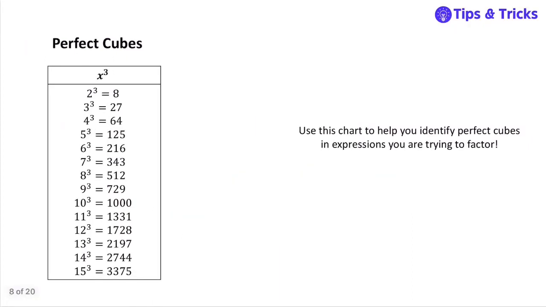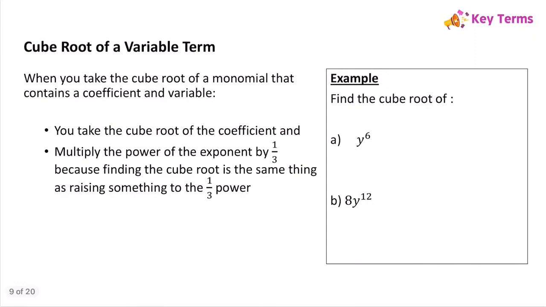So if you can't remember cubes, which I know we don't use as often as squares, I have included this chart in your study guide, so make sure that you use this to help you out. It can help you recognize perfect cubes in the expressions that you are trying to factor. So how do you find the cube root of a variable term? Because to use this property, we're going to need to find cube roots.